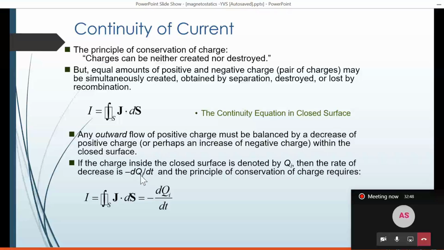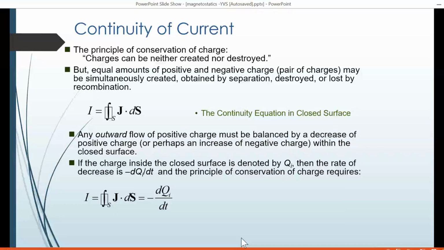If the charge inside the closed surface is denoted by Qi, then the rate of decrease of charge is minus dQi by dt. The principle of conservation of charge requires I is equal to closed integral of J dS. So J dS means outward flow of charge, and that we call generally current. And so I is equal to J dS, that is outward flow of current, and that should be balanced by decrease of charge within that closed surface or within that volume.